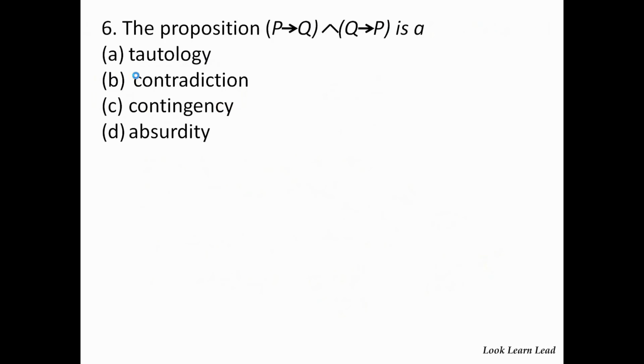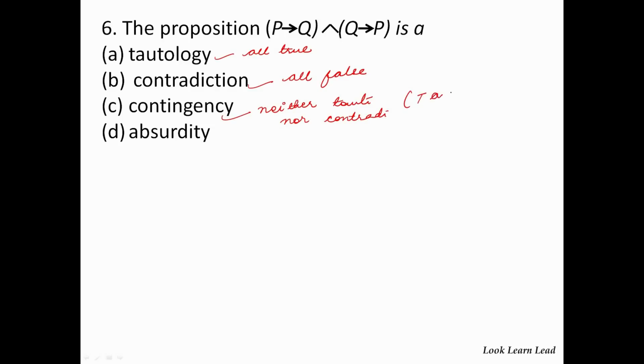Okay, so next question. It is the proposition. So we have here three terms, that is tautology, contradiction and contingency. What is tautology? When all are true. All true is tautology. What is contradiction? When all are false. Okay, what is contingency? It is neither tautology nor contradiction. That is, it is a mixture of true and false.